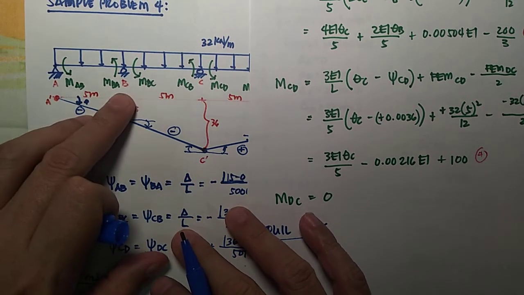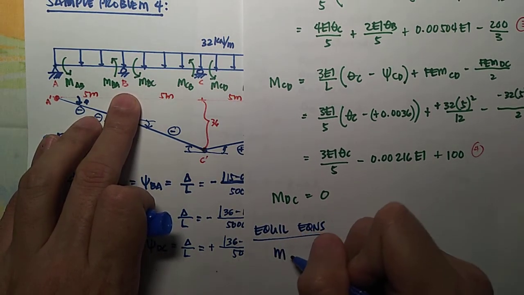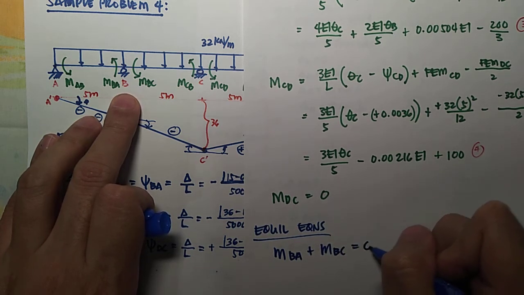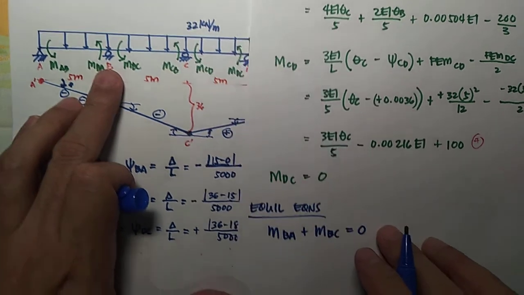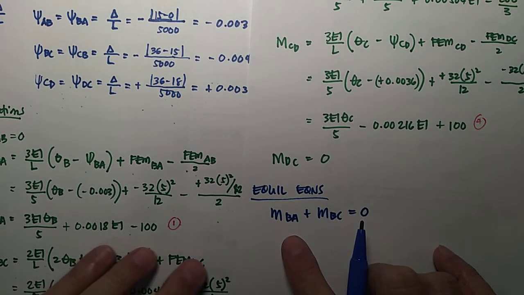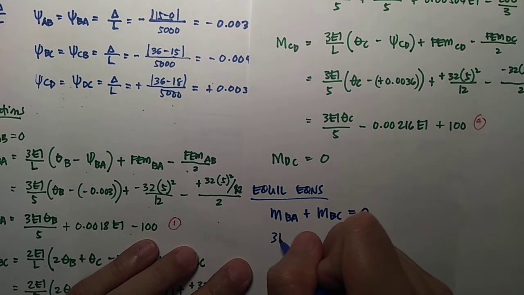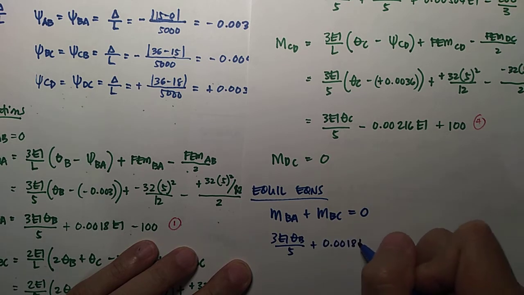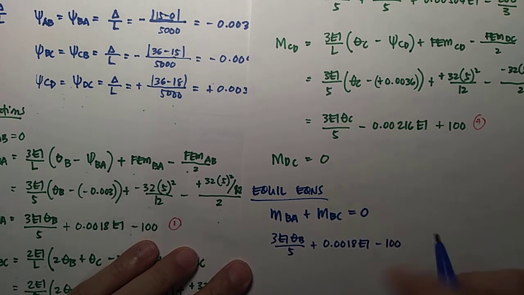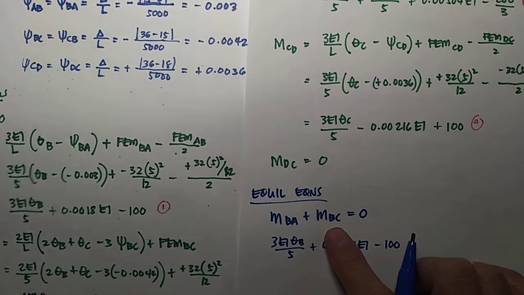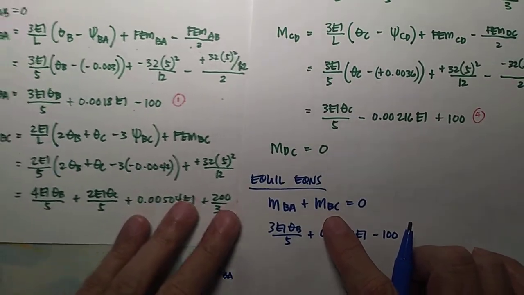Hindi ba doon sa support B, dapat yung moment sa BA, pag inadd ko sa moment sa BC, dapat ang sum nila 0? Diba? Ito yun. Okay. So, ano yung MBA? MBA is equation 1. Kopyahin ko equation 1. 3EI theta B over 5, 0.0018 of EI minus 100. So, yan yung BA. Ano yung BC? Ito na yung BC. Kopyahin ko lang yung BC.